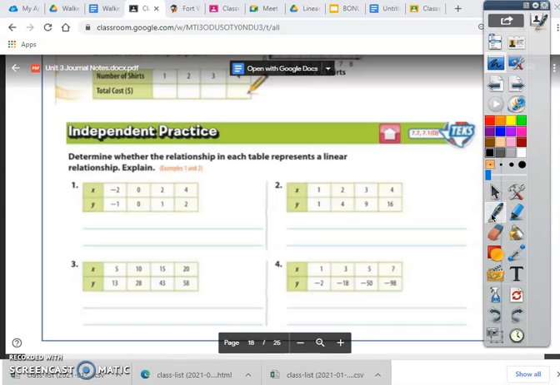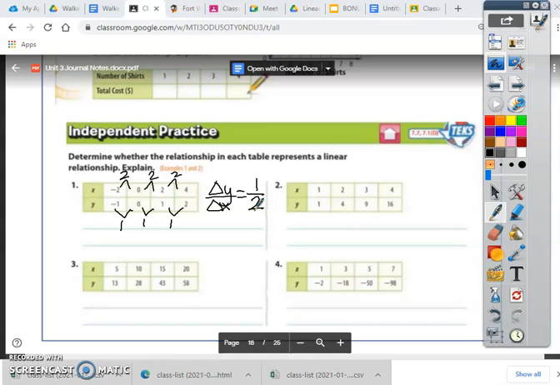Determine whether the relationship in each table represents a linear relationship. Okay? Now this can be kind of hard here. We mess up a lot of time with our integers. From -1 to 0, it's getting bigger, right? By 1. From 0 to 1, 1. From 1 to 2, 1. Delta y is 1. From here, from -2 to 0, it's getting bigger because it's going from a negative to a positive 2. 0 to 2 is a positive 2. 2 to 4 is a positive 2. So the change in x is 2.